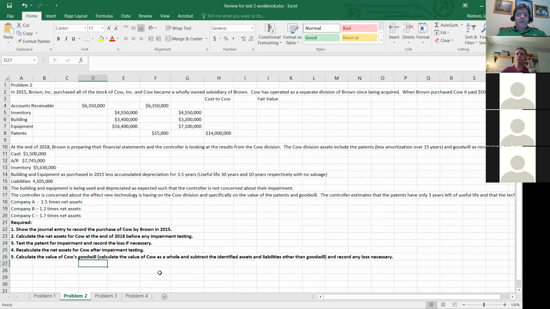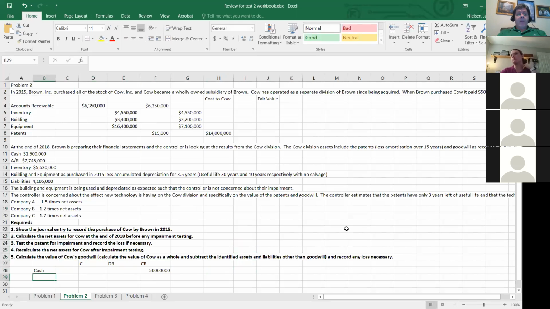All right, so we're going to pay $50 million for this acquisition. Let's go ahead and make two columns, debit and credit. Cash: there's going to be a credit for 50 million.